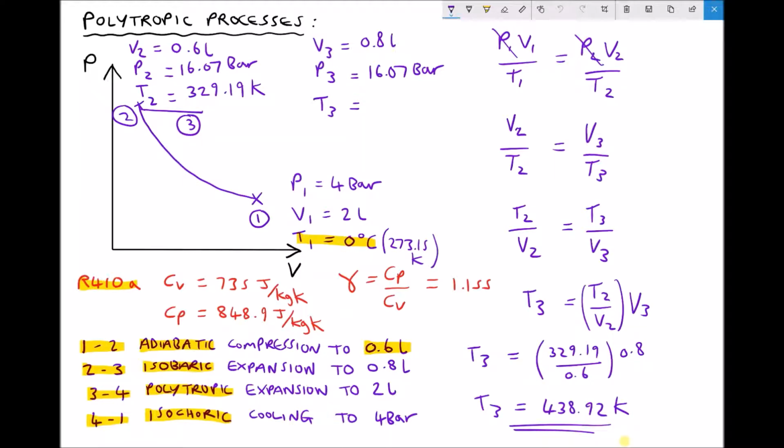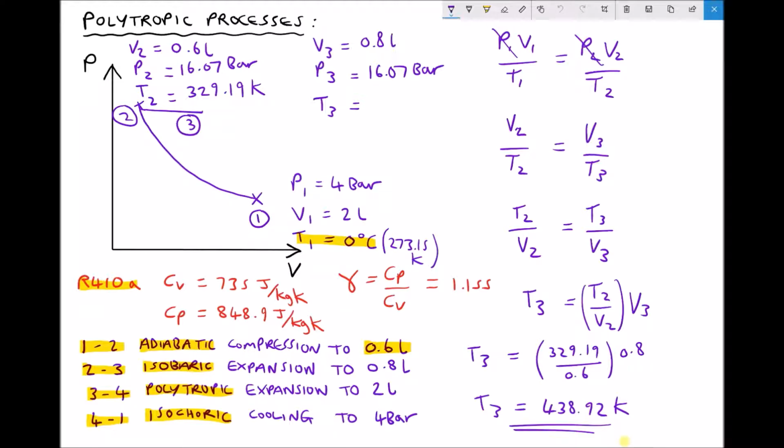Now it is worth mentioning that when we have an isobaric process, that's the same as a polytropic process with a polytropic index of 0. Therefore, you could have used the previous polytropic process equation and inputted the value of n equal to 0, and it would have yielded exactly the same answer for temperature as we've just calculated there. If you're unsure, then you can try that for yourself using the polytropic index of 0 and the equation T2 over T1 equals V1 over V2 to the power of n minus 1.